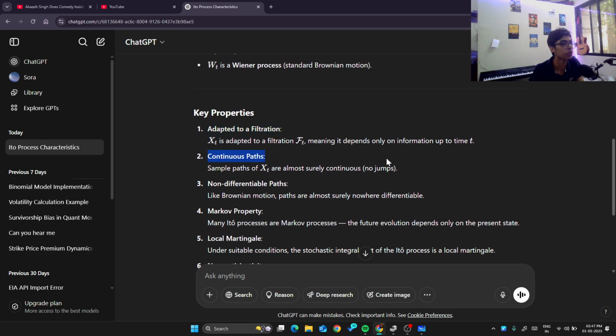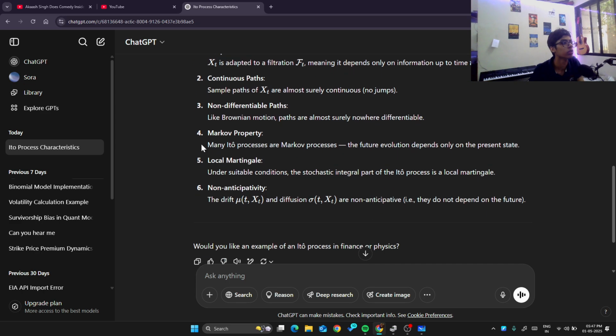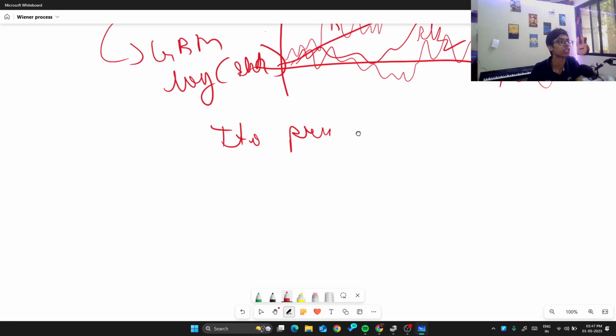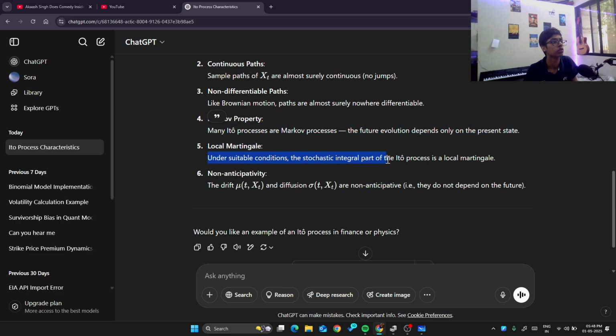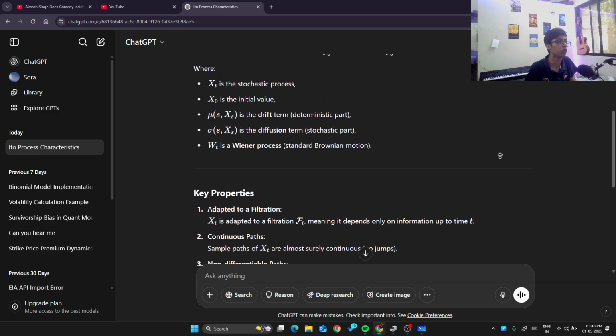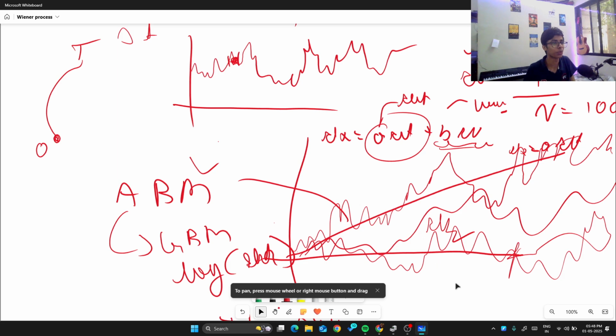So: adapted to the filtration, continuous path, non-differentiable. One property of Brownian motion is that it is not differentiable at any point. You can't find the derivative, or rate of change with time, at any point. That's why Brownian motion is used, because it is continuous time. There is no break, like a limit of 0 or a break of anything. So that's the Ito process, and it has a local drift. Okay, so you can understand the Ito process.